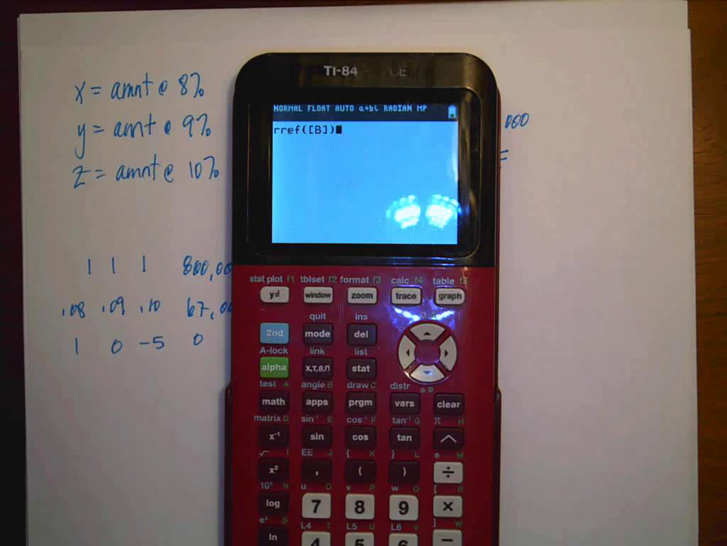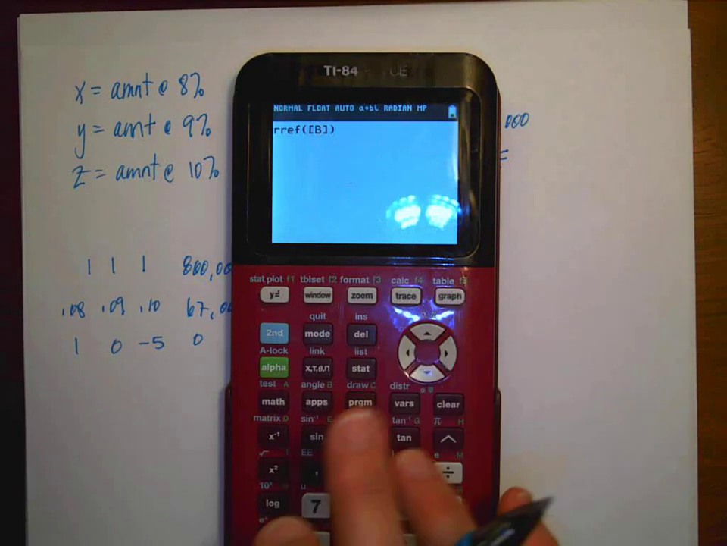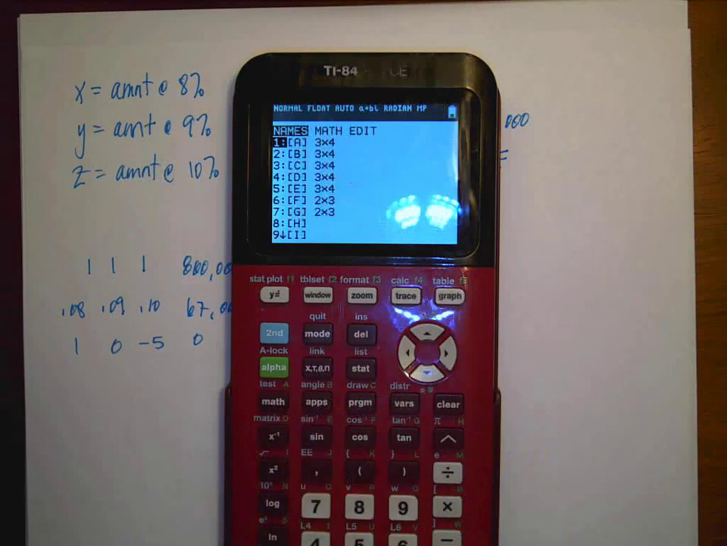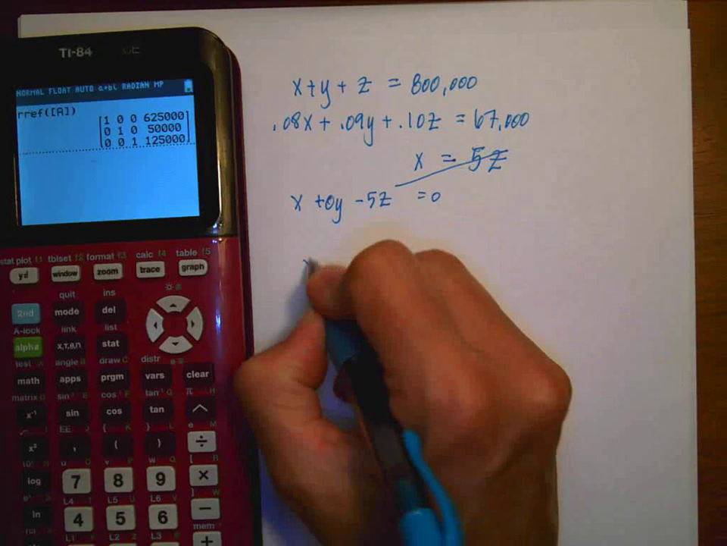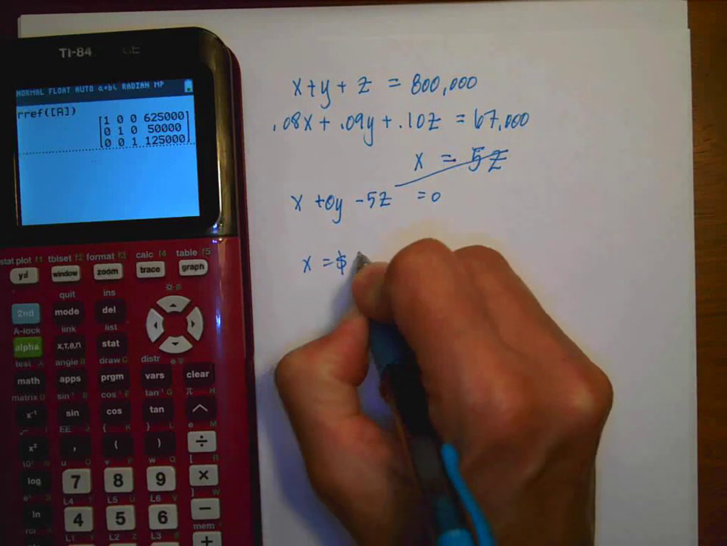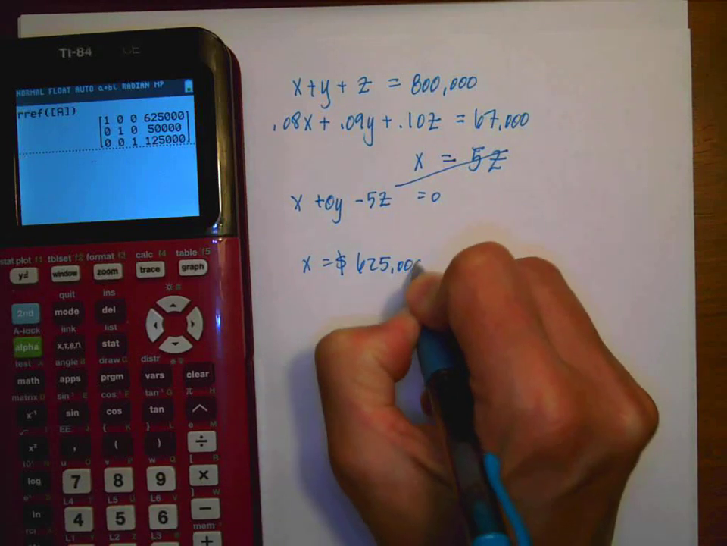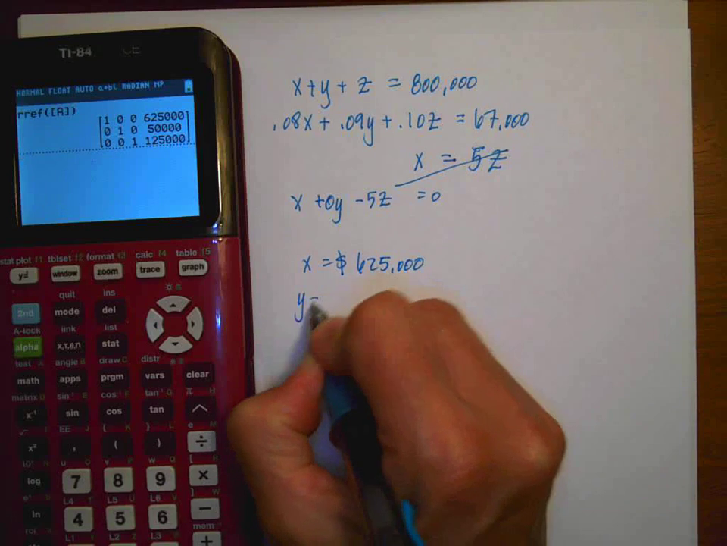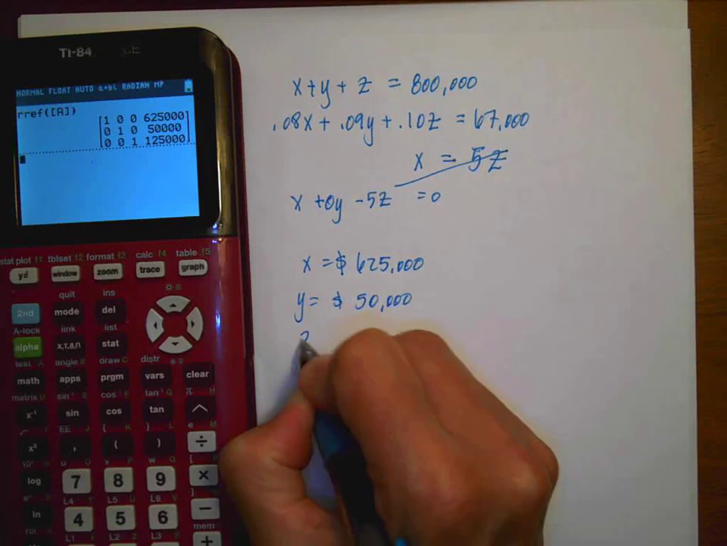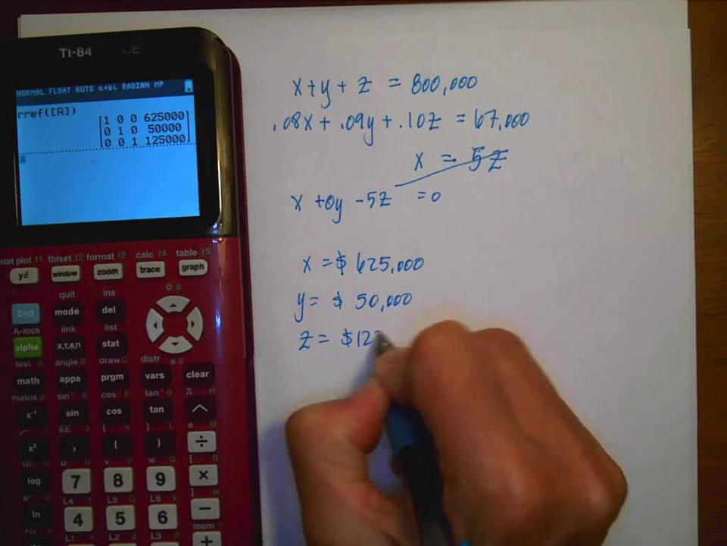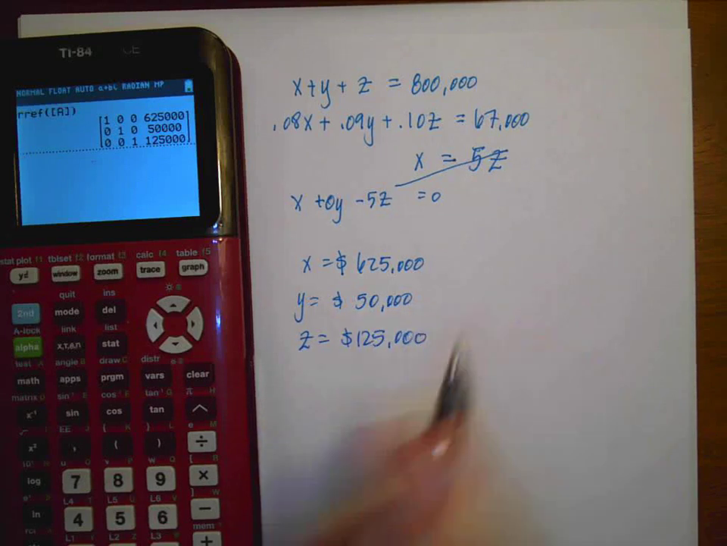So on this one, I'm just going to do second enter, and I'm going to go back in and just change the matrix to A instead of B, and then I'm going to hit enter. And notice then that it tells me the amount invested for X is $625,000. Woohoo! Y is going to be $50,000, and then Z is going to be $125,000.